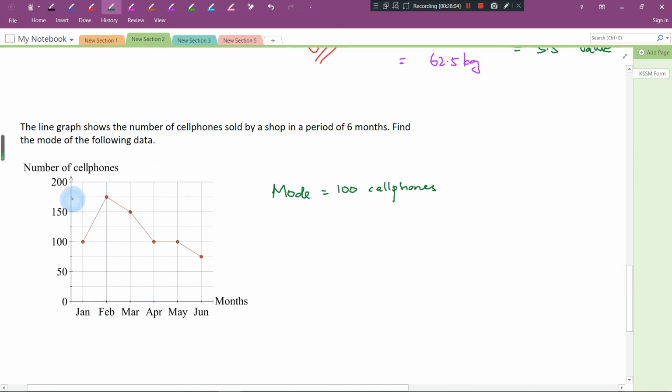175, this is 175, right? Okay, 25, 50, 75, okay, correct. So it only happens one time, the frequency is 1. 150, one time, the frequency is 1. So we have 3 times. So it means that 100 cell phones is the data which has the highest frequency. So the mode is 100 cell phones. And this one, 75, the frequency is only 1. Okay, so be careful when you have a line graph and you want to determine the mode. This is the way how we get the answer for these questions.